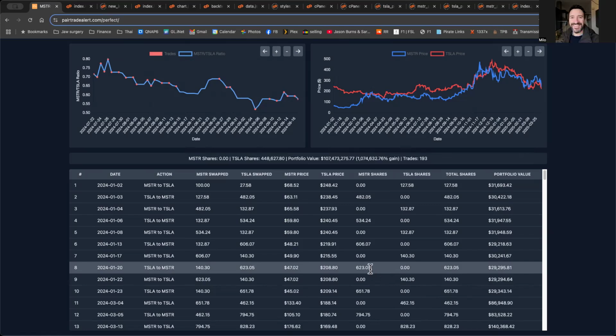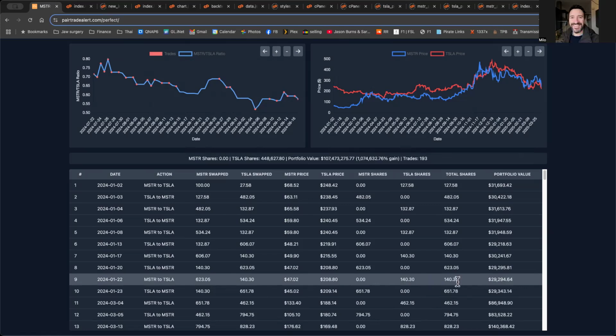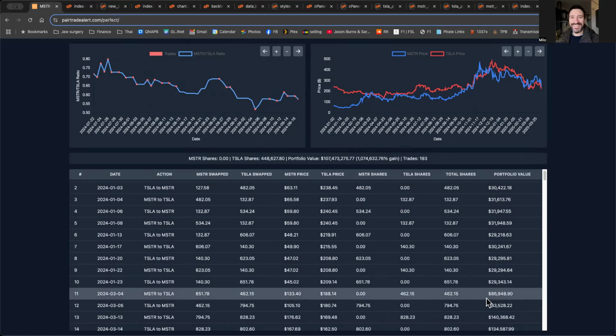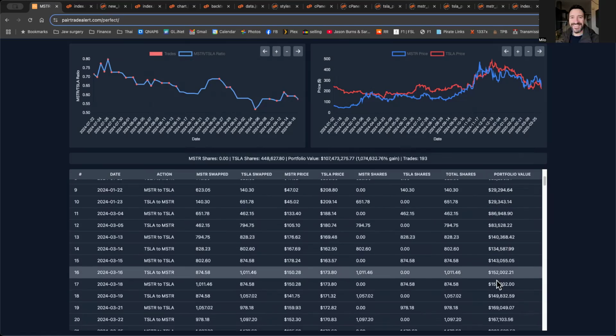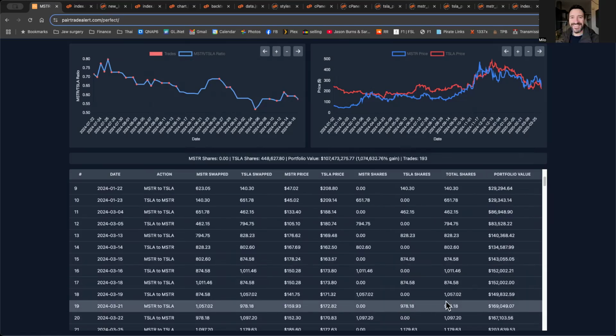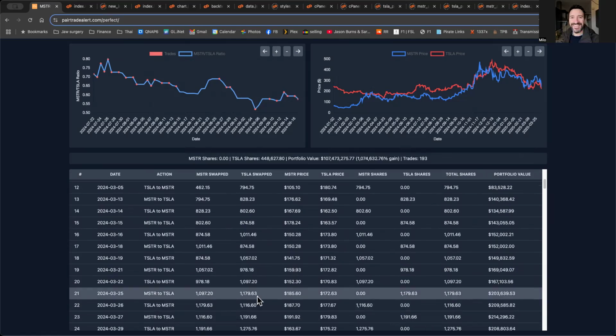I haven't prioritized Tesla or MicroStrategy. I've just said to the model, give me the most amount of Tesla and the most amount of MicroStrategy you can possibly give me. Anyway, as time goes on, you can see the portfolio value starts going up pretty quickly. We're already into 6 digits, and we're into 4 digits of shares. And this is only in March.